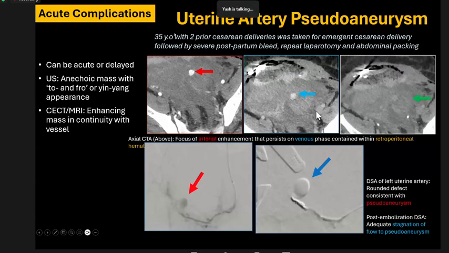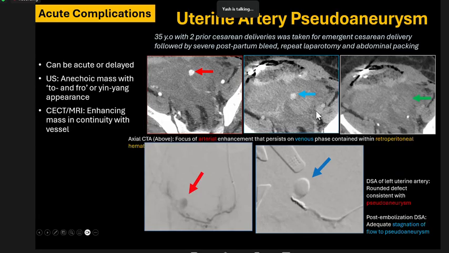Moving on, another set of acute complications. At times, patients can present with heavy postpartum bleeding, and imaging can reveal a uterine artery pseudoaneurysm, as we see in this case. One important thing which applies anywhere in the body is if you see arterial, venous and delayed phase, and more or less the shape is maintained, this is more likely to be a pseudoaneurysm, versus if it was changing shape and form, it would be active bleeding.